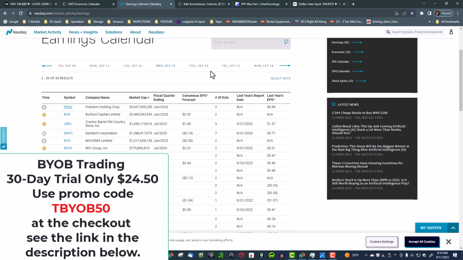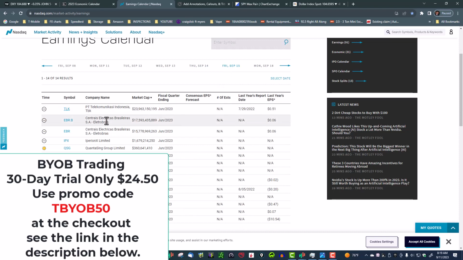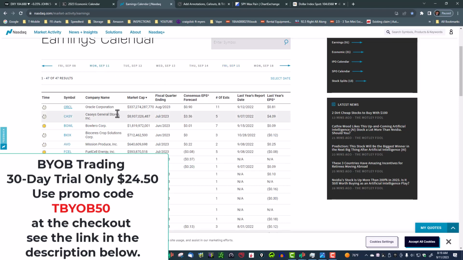And kind of a light week for earnings, except we got Adobe. Adobe's going to report in the afternoon on Thursday. That'll be a big one. That and Copart, Lennar, those will be big reports. And what else we got for Friday? Anything big on Friday morning? That's it. The big one happens tonight. All right, that's Oracle, and that's after the market closes.